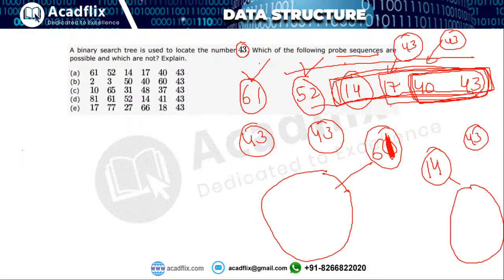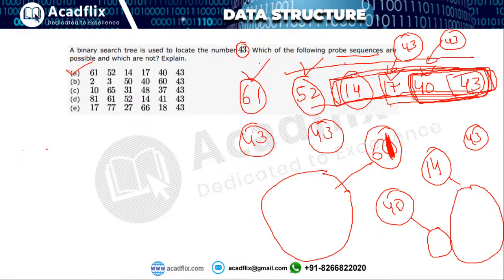Okay, so I was on this particular thing. Now I'll compare 43 with 40. Because 43 is greater than 40, it will look only in its right subtree, and that is why all the nodes after 40 should be greater than 43. So this test was valid on all these nodes. I can say that this particular probe sequence is possible.